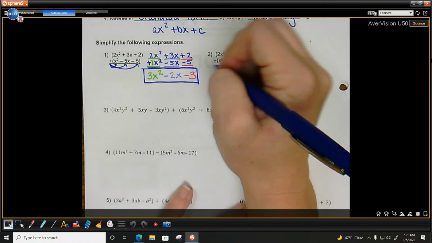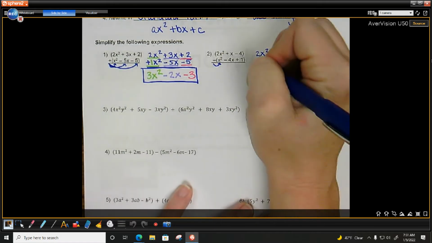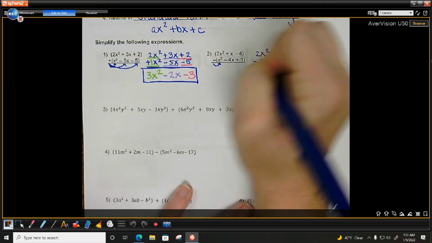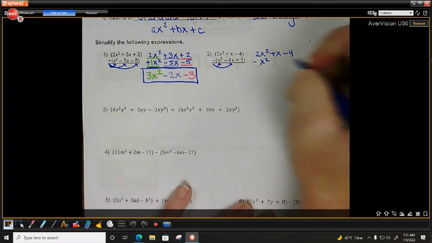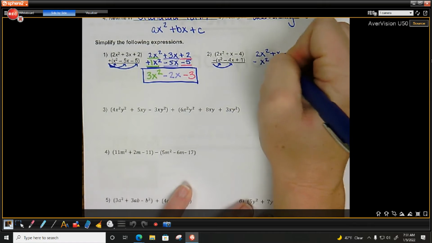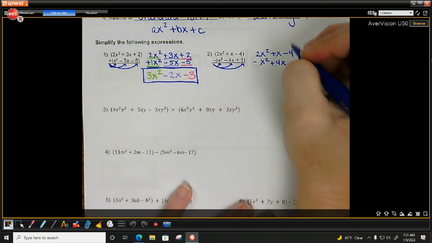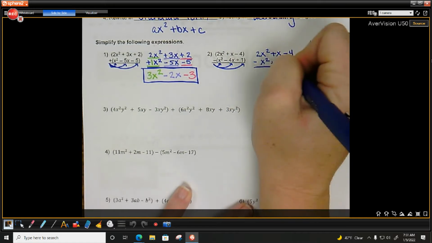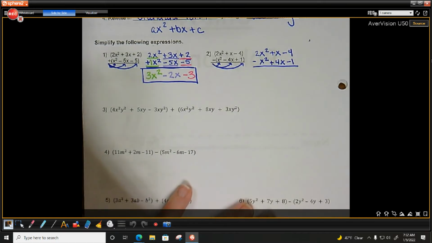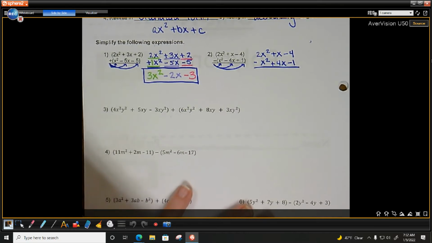So what's a negative times x squared? Negative x squared. What's a negative times a negative 4x? Plus 4x. And what's a negative times positive 1? Negative 1. Okay, so we got rid of the parentheses, so now we're ready to combine our like terms. Again, since they're stacked on top of each other, our like terms are stacked on top of each other.